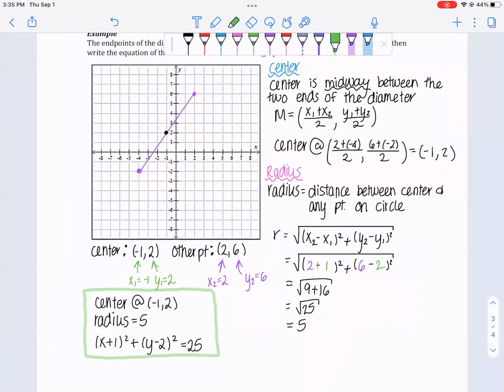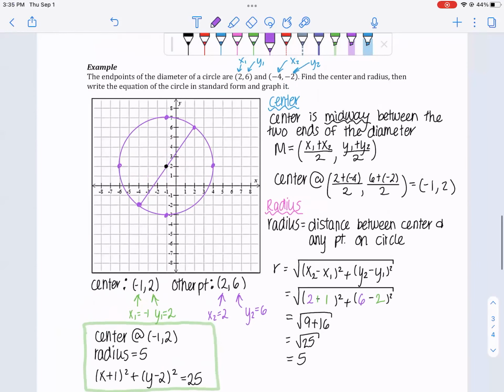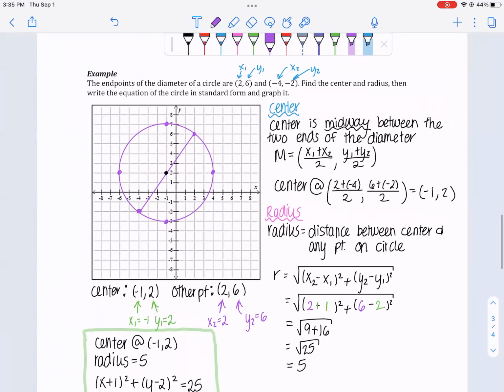And then I'm just going to plot a few more points using the fact that our radius is 5. So I'll plot a point 5 units down. I'll plot a point 5 units up, 5 units to the right, 5 units to the left. And if everything is good and just in the world, bam, there it is. There she is. And that's how you do it.